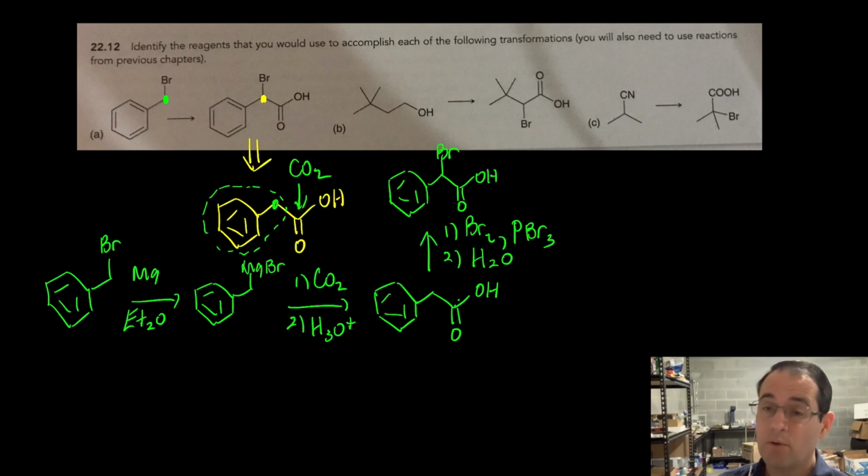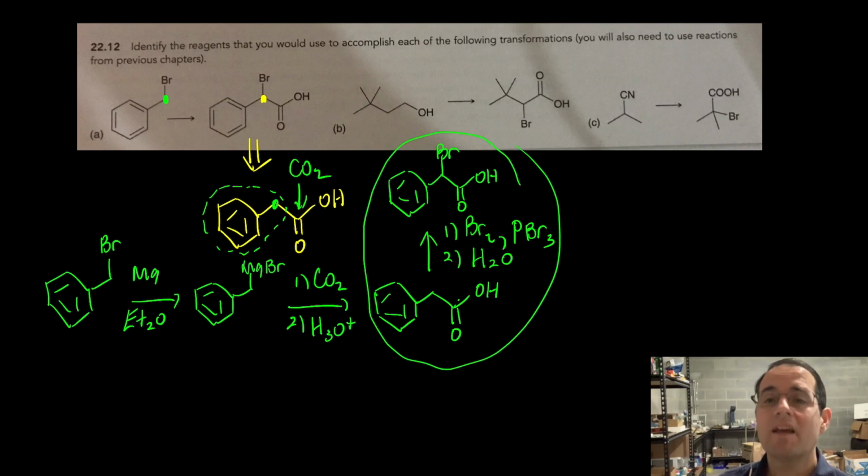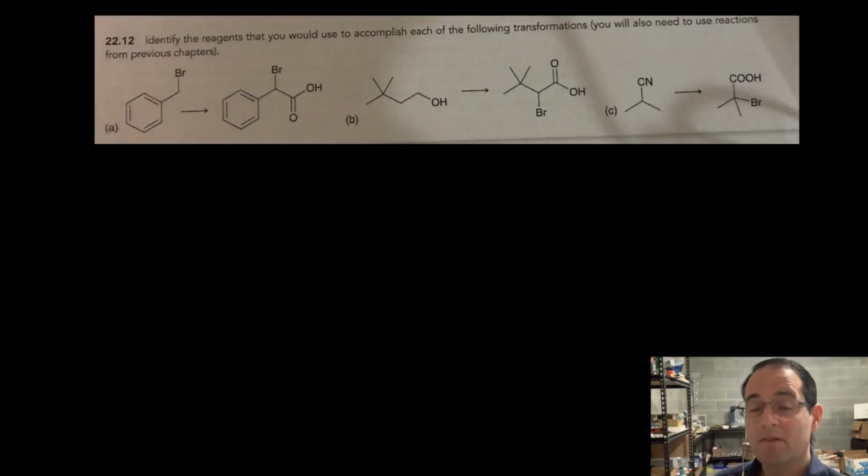Okay, so it's key working backwards because that halogen is kind of confusing. Remove it and then think about carboxylic acids, which we learned about in chapter 21. Let's do part B. In part B, we have a similar situation. We have this halogen just hanging out there, and it's on the alpha carbon of a carboxylic acid.